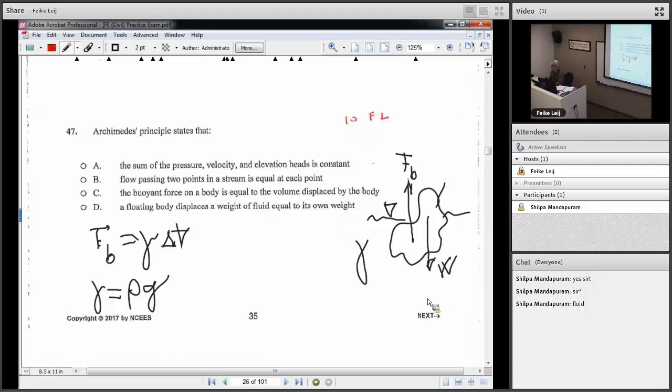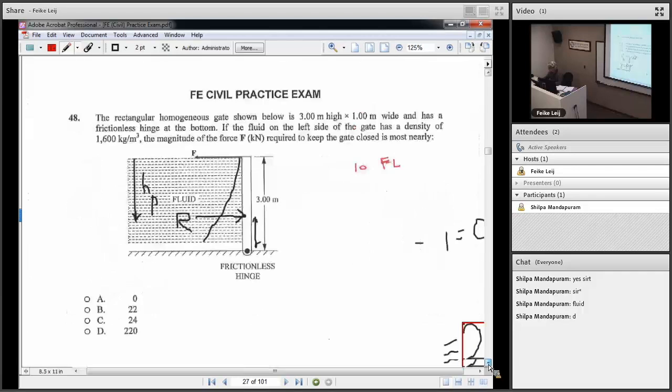Gamma, what does that refer to? Gamma is rho times g, specific weight. Is it the specific weight of the fluid or the object? No. Of the fluid.